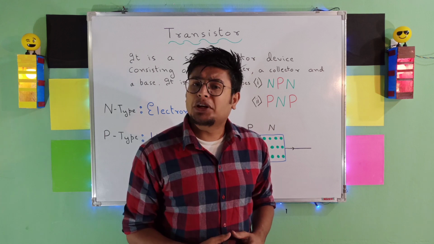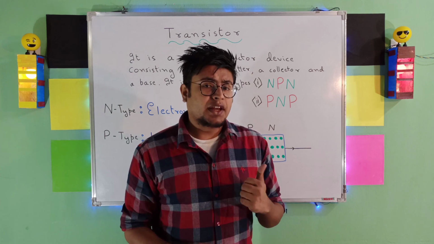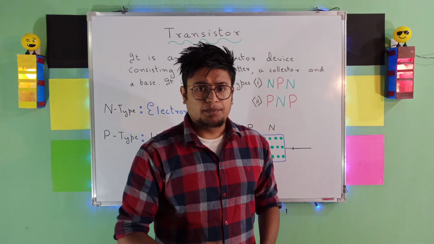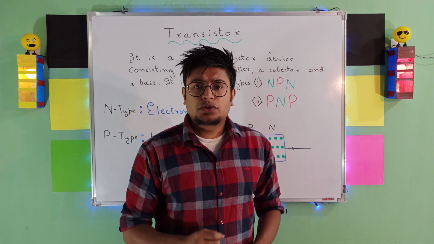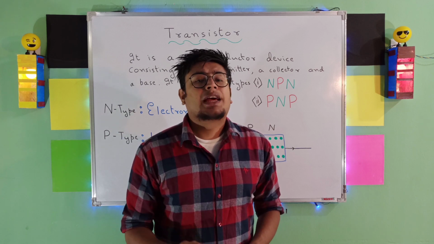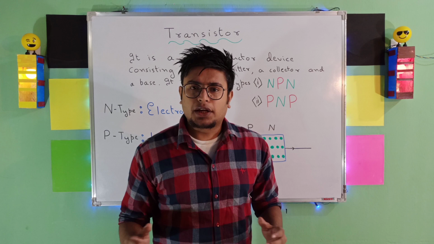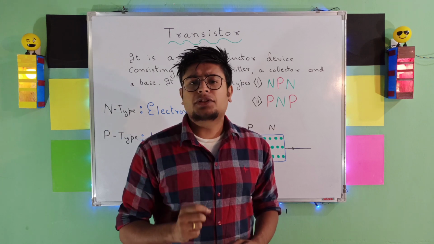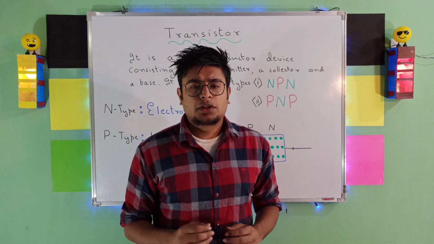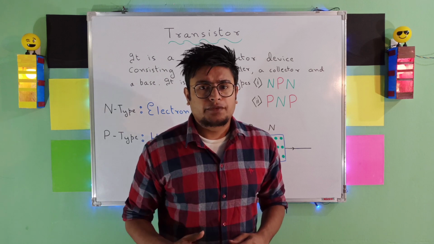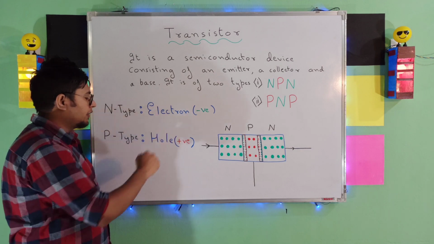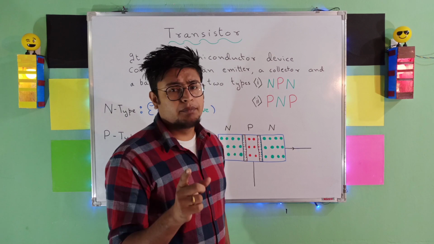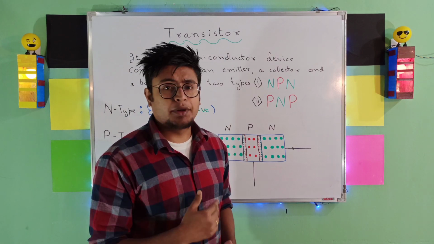A transistor is a semiconductor device consisting of an emitter, base and a collector. Semiconductors are of two types. N-type are those that have majority charge carriers as electrons, hence they are negative. The second one is the P-type semiconductor, where the majority charge carriers are holes, hence they are positive. And a transistor is nothing but the combination of this N-type and P-type semiconductor.